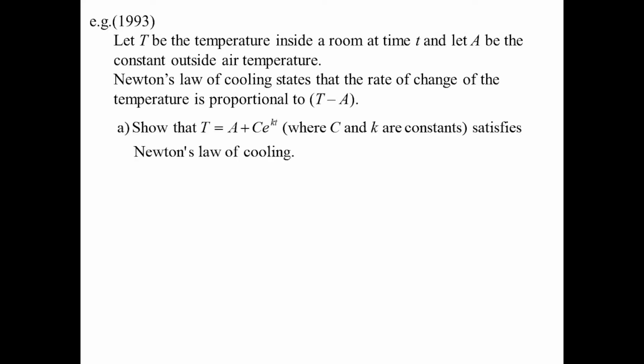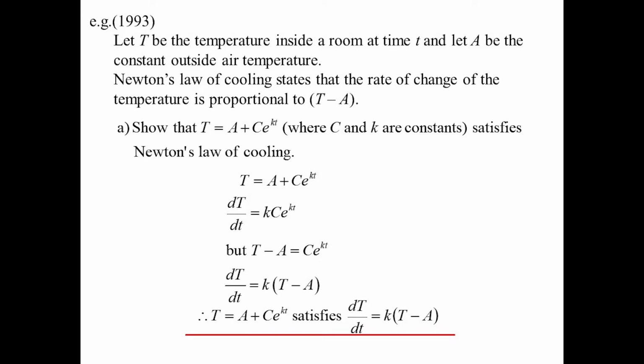Show that. This is very similar to the other problems. We're going to show that this T is in fact a solution to our problem, so we'll do it the same way. There's T. If I differentiate it, A is just a constant, so that's going to be 0. Differentiate the Ce to the kt, I get kCe to the kt. But if I rearrange, T minus A is Ce to the kt, so I can substitute that in, and there it is. It's satisfying our condition that the rate of change is equal to a constant times T minus A. So yes, it does satisfy our problem.